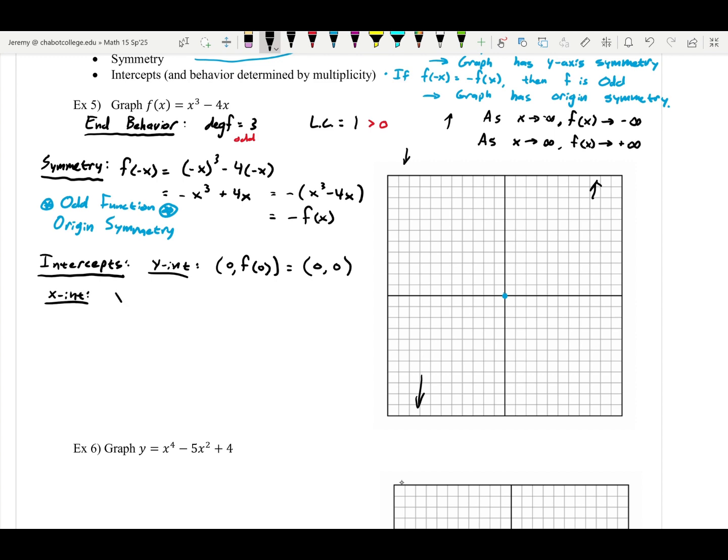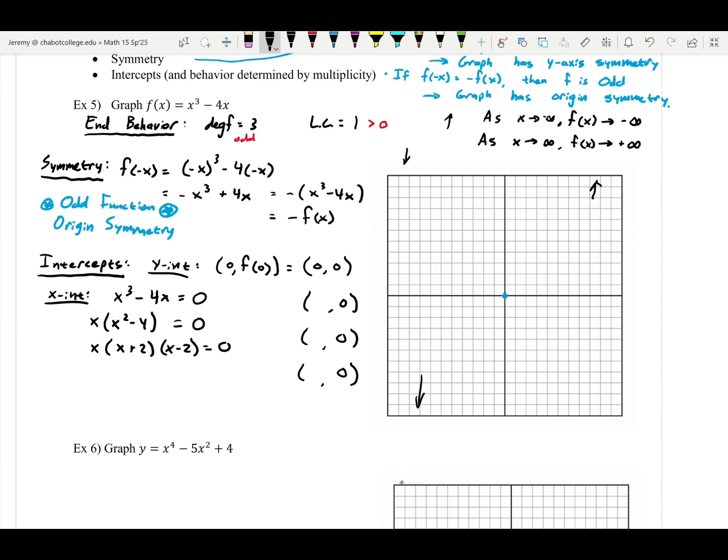For x-intercepts, we set the function equal to 0 and solve for x, because we're looking for the inputs that make the output 0 in this case. Right, so our x-intercepts are going to have 0 as the y-coordinate rather than the x-coordinate. And I'll solve this by factoring. We have a common factor of x. So pull out an x, and I'm left with x times x squared minus 4 equals 0. X squared minus 4 is a difference of two squares, so it factors to x plus 2 times x minus 2.